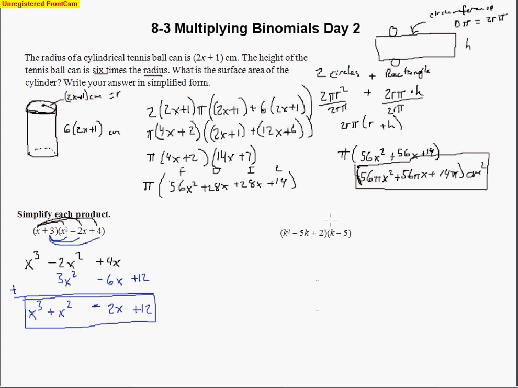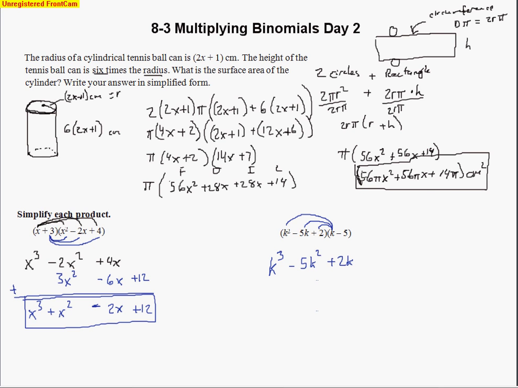Here, same sort of thing. The difference here is that k minus 5 is the binomial on the right-hand side. So I do it the same way. K times k squared makes k to the third power. K times negative 5k makes a minus 5k squared. K times 2, well, that just makes 2k. So now I've multiplied the k by each of the terms.